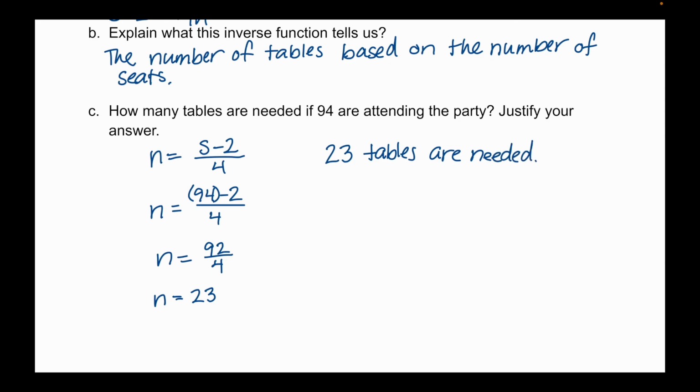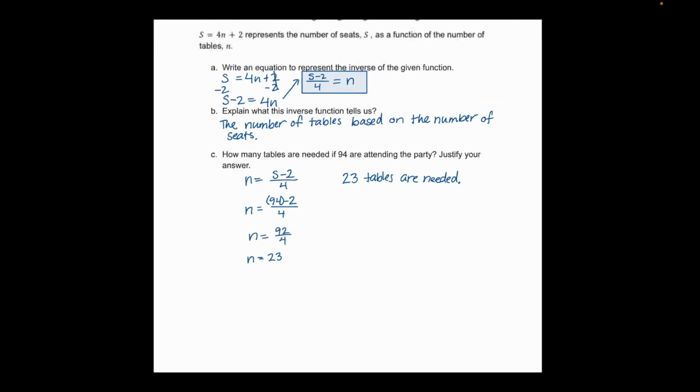Now it says justify your answer. My justification is the work that I'm showing here. So hopefully that work speaks for itself, but if you're not showing your work, you need to explain how you got to those answers. We are not going to accept just giving a number. We do have to have some sort of explanation, but showing your work is a good explanation. So 23 tables are needed.